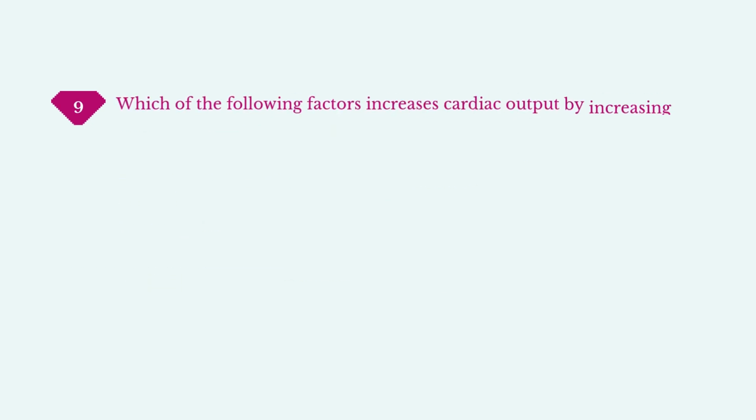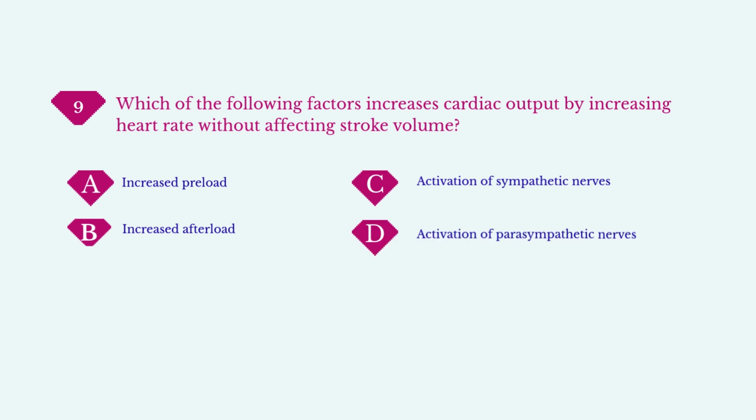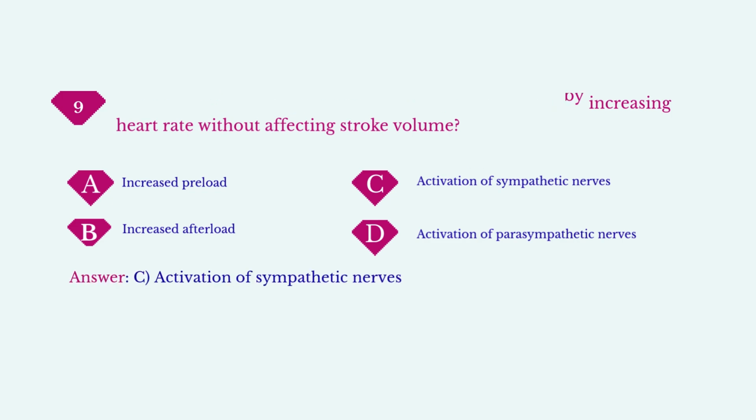Which of the following factors increases cardiac output by increasing heart rate without affecting stroke volume? A. Increased preload. B. Increased afterload. C. Activation of sympathetic nerves. D. Activation of parasympathetic nerves. Answer: C. Activation of sympathetic nerves.